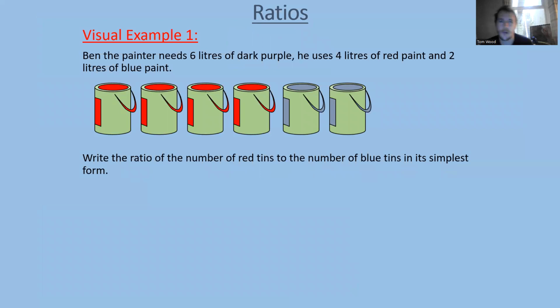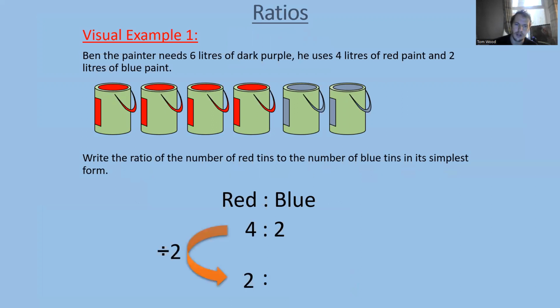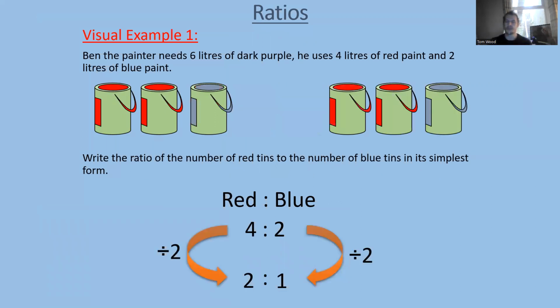So as an idea, we could have a question like this. Ben the painter needs 6 litres of dark purple. He will use 4 litres of red and 2 litres of blue paint to achieve this. What is the ratio of red tins to blue tins in its simplest form? I'm just going to write it out. So I've got red and blue, I've got 4 and 2. Can I simplify this? Yes, they're both even. I can divide them both by 2, and I've got my simplified ratio. For every 2 litres of red, there is 1 litre of blue. Absolutely perfect.